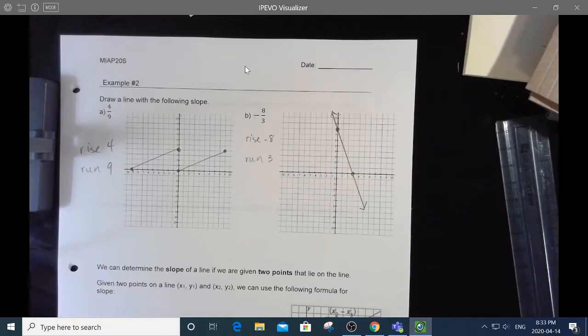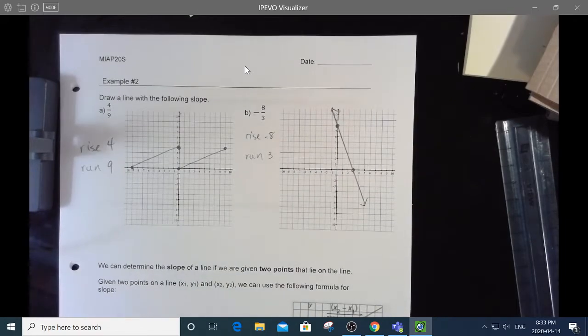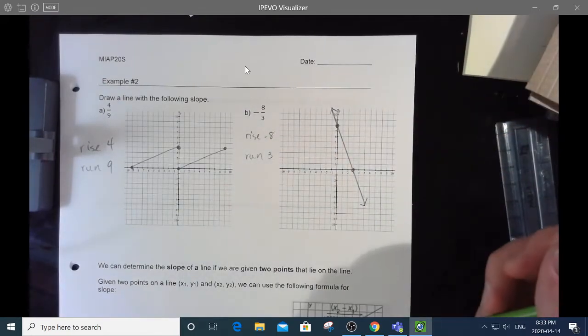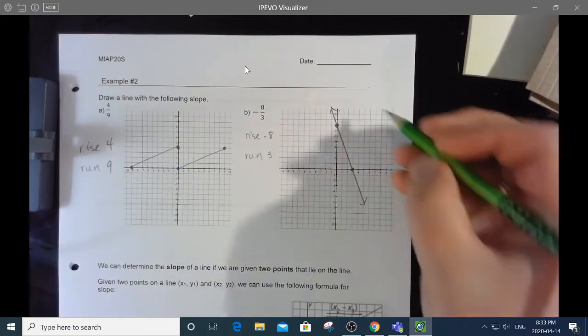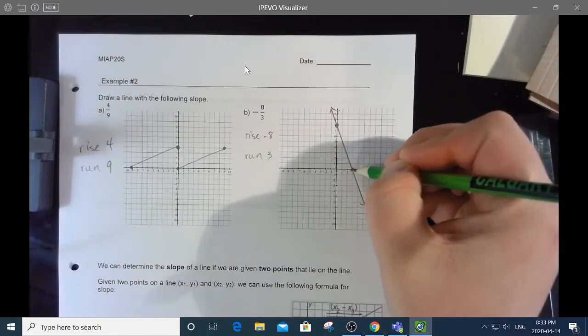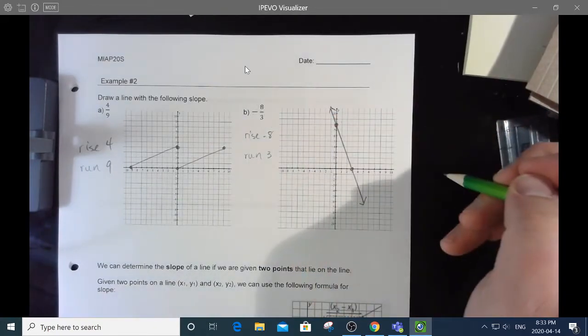The definition of the word line, if you want to be really fancy and technical in geometry, is that a line has to go forever. But there we go. That's a line that goes through those 2 points, and it has a rise of -8 and a run of 3. So its slope is -8 over 3.